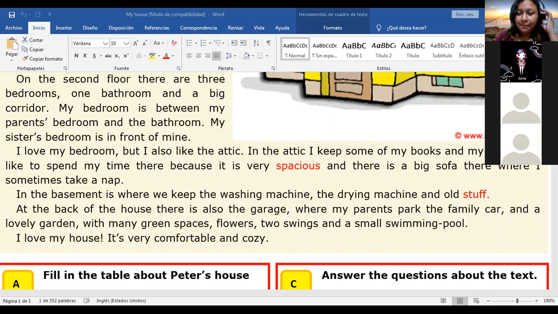Significa mantener. I keep some of my book. Okay. Some. Who knows some? Algunos. Yes, very good. So, in the attic, I keep some of my books and my old toys. You see? In the attic, the room. Do you have more questions?